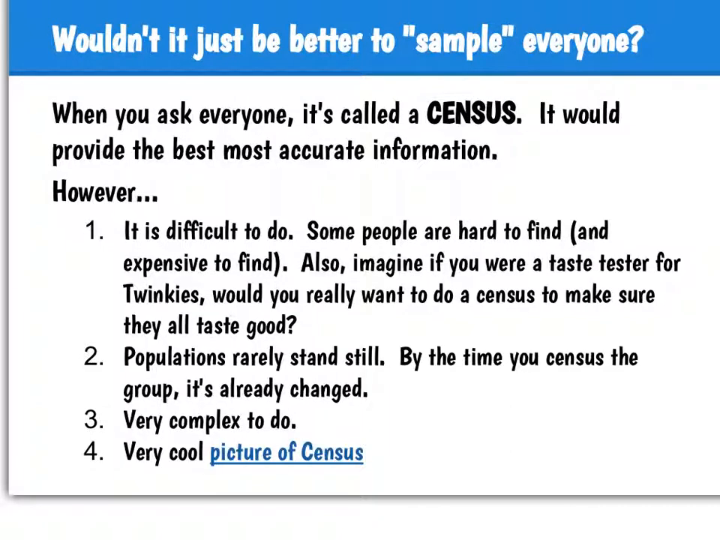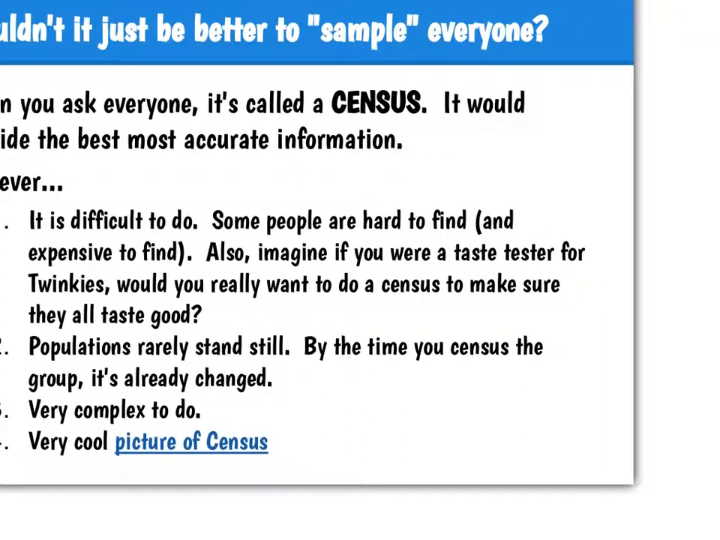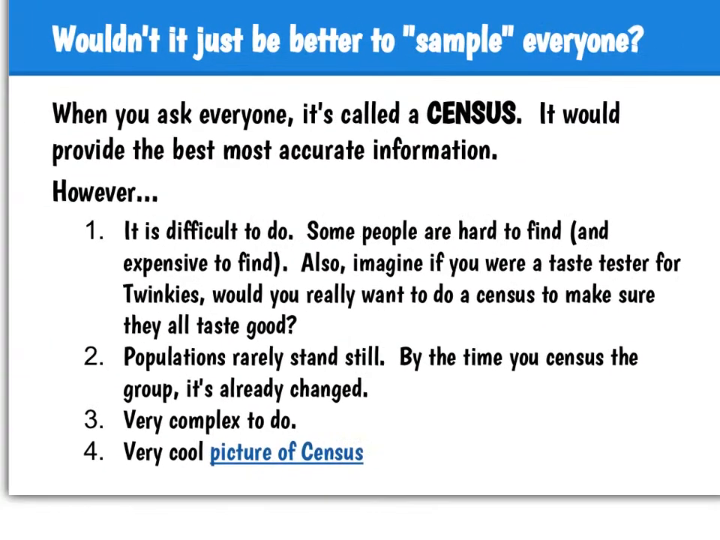So, since samples don't tell you everything about the population, it just gives you information about the sample, which hopefully tells you about the population, wouldn't it be better just to sample everyone? When you sample everyone, it's called a census. Okay. It doesn't matter if you're sampling all the fish in a lake, which is stupid because it can't be done. It doesn't matter if you're sampling all the candy in a factory, which would be stupid because you gain a lot of weight. If you're sampling everyone or everything, it's called a census. And it definitely would provide the most accurate information. But it's very difficult to do.